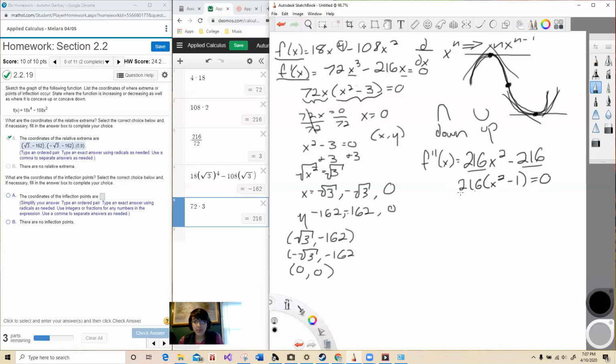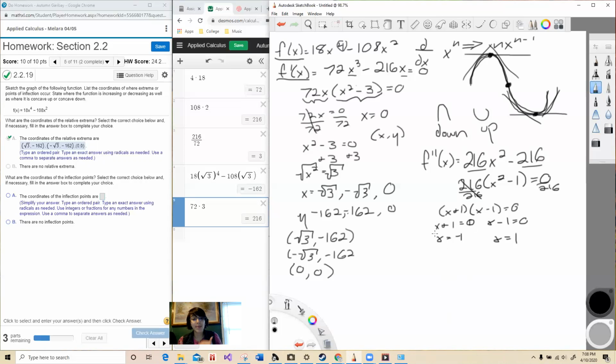And solve. So you can divide the 216 away. So we really have this x squared minus 1 equals 0. And if you can recognize that that is what we call a difference of squares, then it factors very nicely. It factors into x plus 1, x minus 1 equals 0. So we know that either this equals 0 or this equals 0. So in each of those cases, if it's plus 1, then x is going to equal negative 1. If it's minus 1, then x is going to equal positive 1. So here we have 2 inflection points at x equals negative 1 and positive 1.